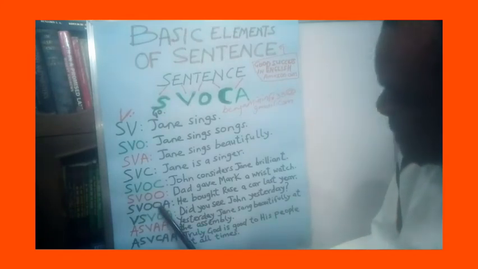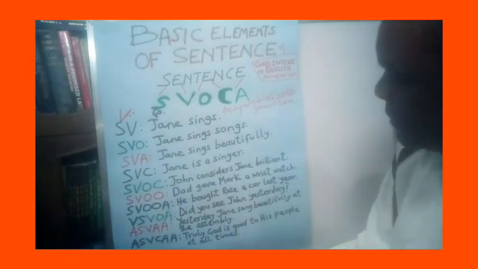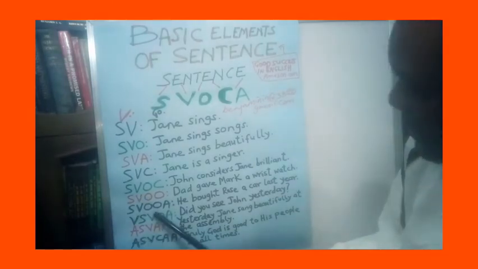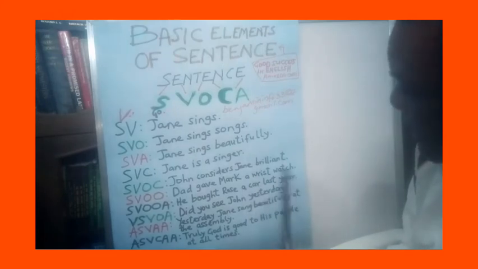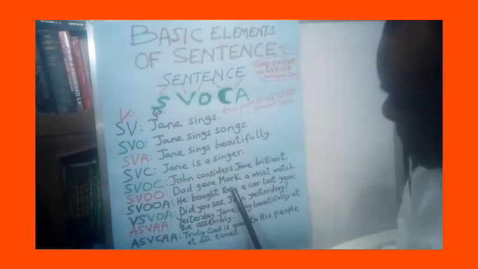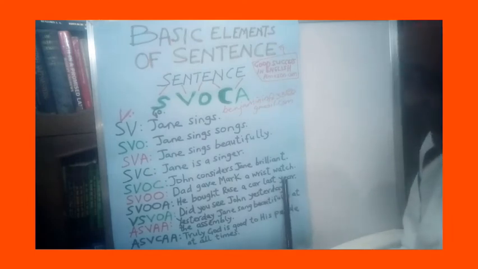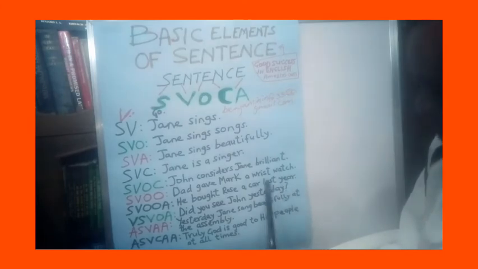Let's look at the next structure, which is SVOOA: subject, verb, object, object, adjunct. And the example is, he bought Rose a car last year. He is the subject, bought is the verb, Rose is the object, a car is another object, last year is an adjunct.